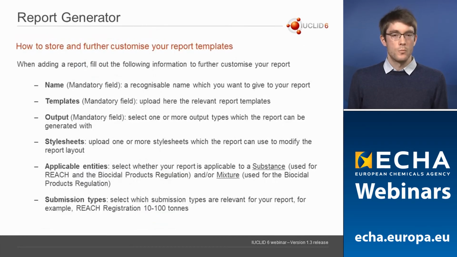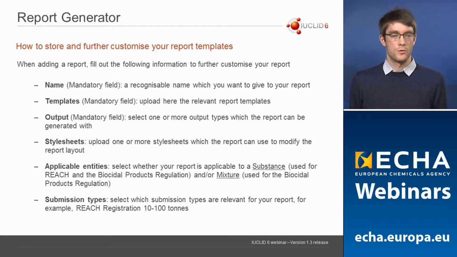So when I add or edit a report, I can then further define and customize the report itself. I can add a name to the report. This is a mandatory field, so you need to fill it in. It's a recognizable name which you want to give to the report. Second of all, I upload the report templates. This is also a mandatory field. And also I can define the output. This is also a mandatory field. This defines what output your report will be delivered in. So for instance, text file or a doc file.